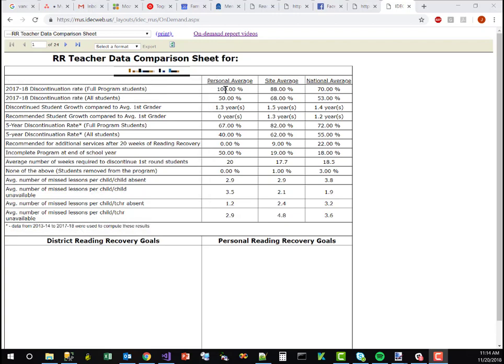And it gives you that data for three different scenarios. One, you get to see the teacher's averages on all of this data. So that's this column right here. And then we get to compare it to your site average. So the teacher can compare her data to the site data. And then finally, there's a national average. So the teacher can compare herself to what's happening nationally. All right, let's get back to Amy and Beth.